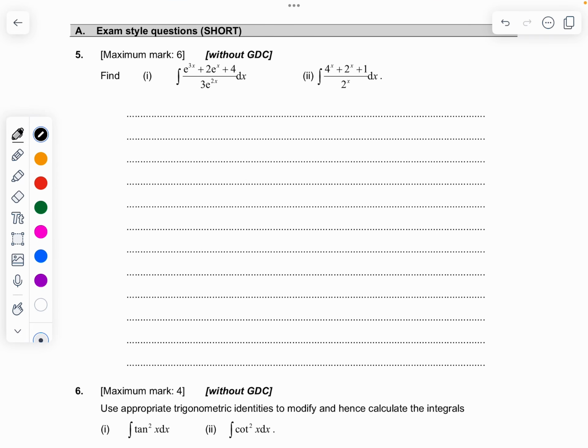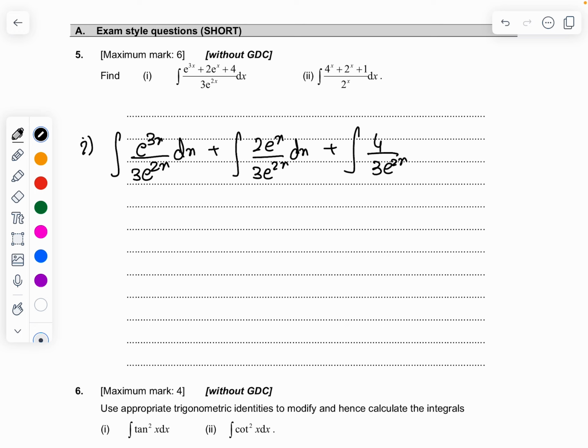Question number 5. What am I going to do? I am going to separate into 3. Integral of e power 3x upon 3e power 2x dx plus integral of 2e power x upon 3e power 2x dx plus integral of 4 upon 3e power 2x dx. So it will become 1 upon 3 e power x dx plus 2 upon 3 e power minus x dx plus 4 upon 3 e power negative 2x dx.